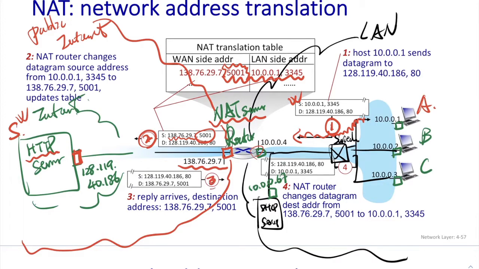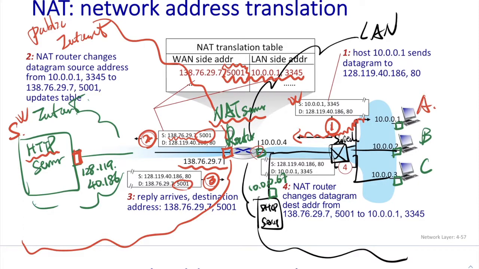So the HTTP reply comes back. The source IP address is still 128.119.40.186, source port is 80. Destination IP address should be 138.76.29.7, port 5001, because this packet can be routed and forwarded in the internet. After the NAT server gets this specific packet, it will look up the NAT table. It says, okay, the destination port is 5001.